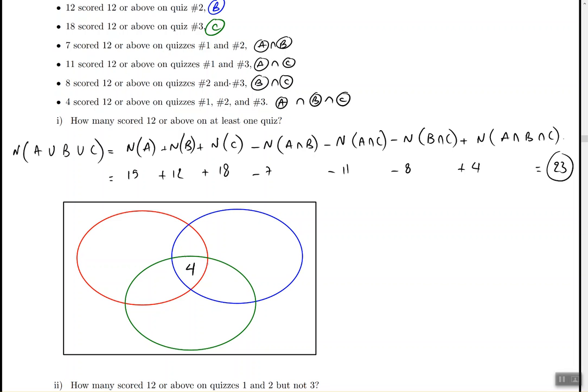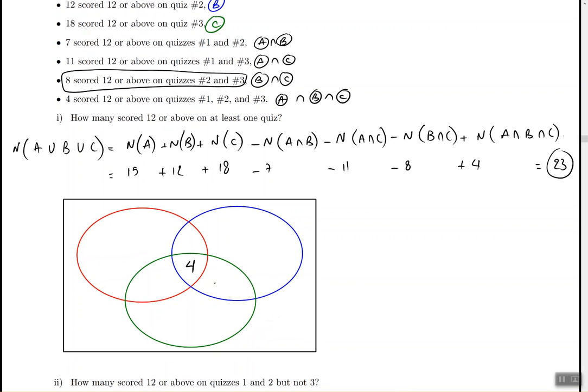There were 8 people that scored 12 or more on B and C. Okay, so it's basically the blue and the green circle. And there were 8 in total in that little section. So this whole section contained 8. 4 have already been accounted for, so 4 are going to be left to go inside that second half.